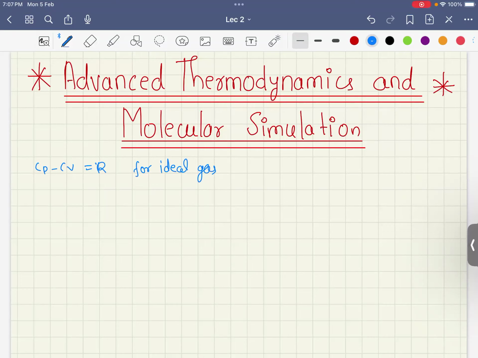You remember in the last class, people asked to derive the CP minus CV relationship. So we'll start with that today. It's more of a mathematical derivation, a lot of mathematics is going to be there, so I will start from the basics.